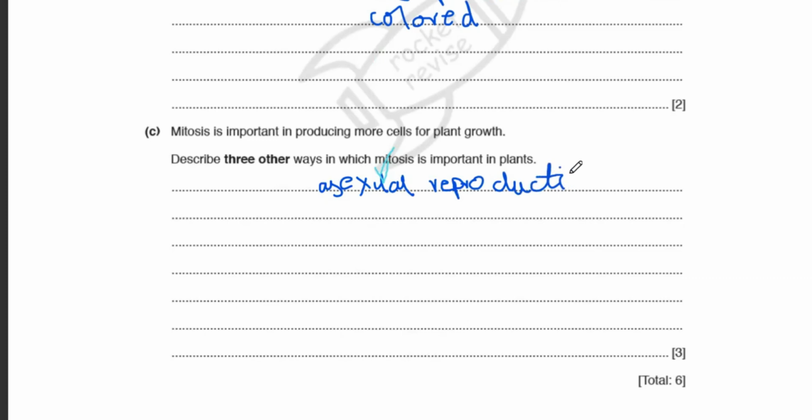Apoptosis. Apoptosis was something else. Apoptosis is a process in which your cell dies. I talked about apoptosis in cancers. I just told you, what is so difficult about it?